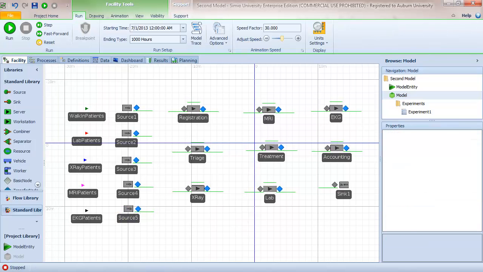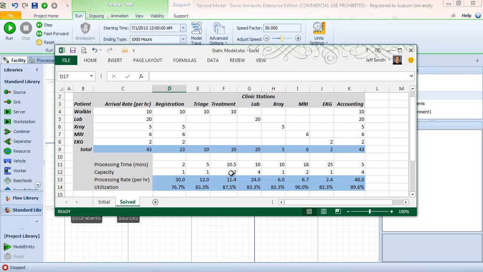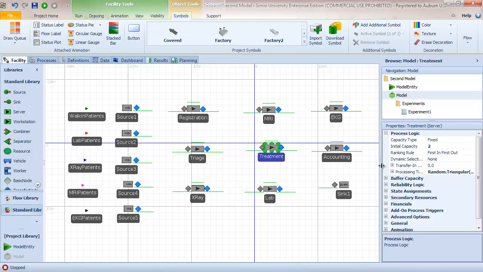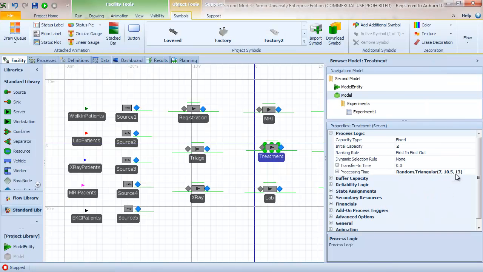If we look at treatment, what we expect is a capacity of 2 and a processing time of 10.5. So we look at treatment, and we have triangular 7, 10.5, 13. And it appears that our problem is right here. I did some bad math.